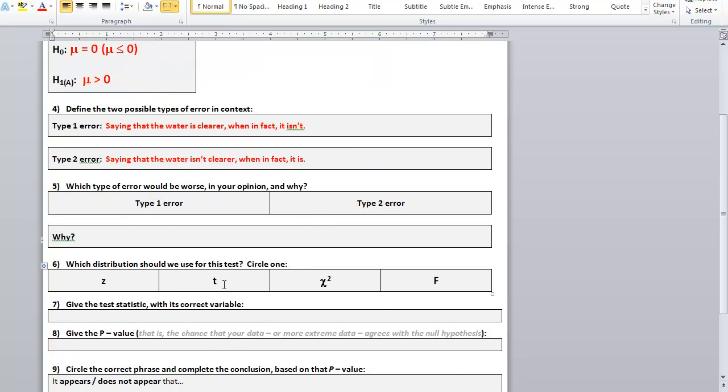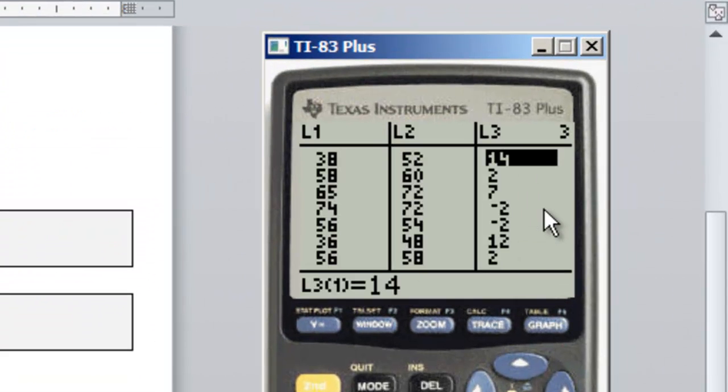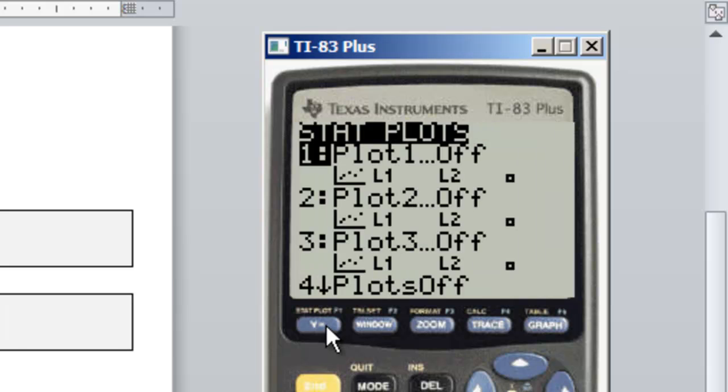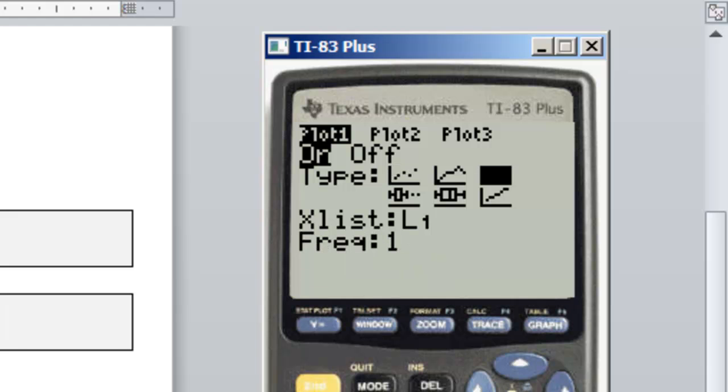Which distribution? We are definitely going with a T for this one. Ba-boom, T. As far as the test statistic and the p-value, we're going straight to the machines to get this. We've got the data in L3. I'm going to take one quick aside here, and I'm going to plot a couple things. I am going to plot a histogram of the data to see what the shape is. I'm going to plot L3.